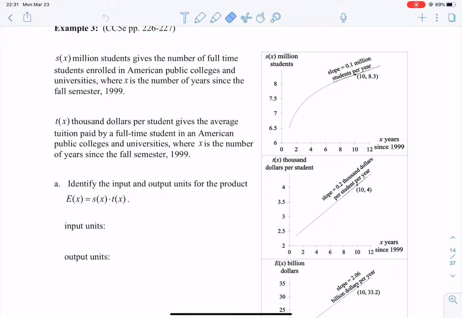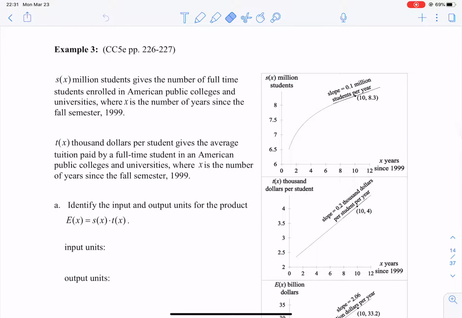All right, now let's take a look at this question. Example 3, the first one, still, you can see here we are given 2 functions, s of x and t of x. The 2 functions' input variables are both x. So let's see, what is the first function? S of x, the unit is many students, and it gives the number of full-time students.